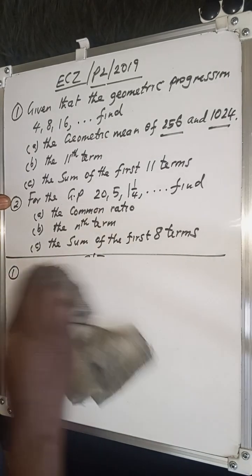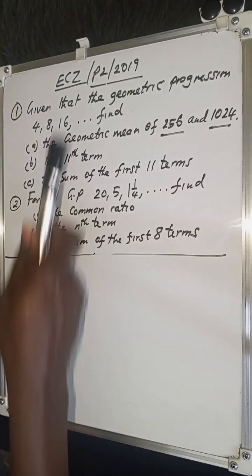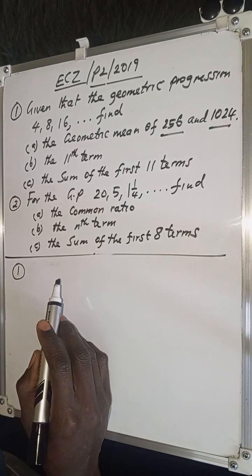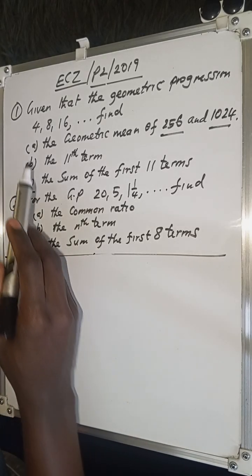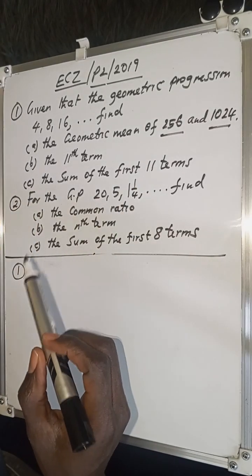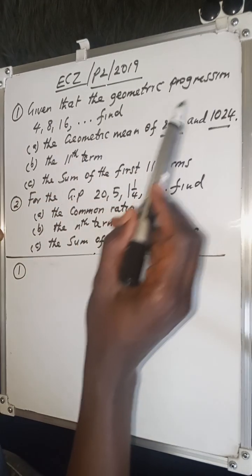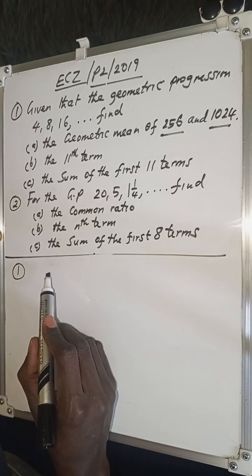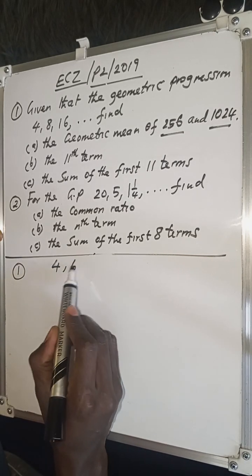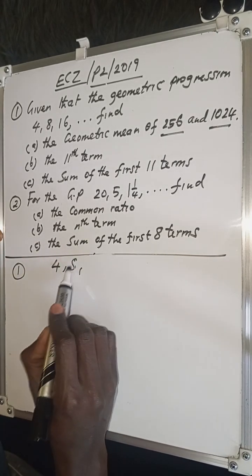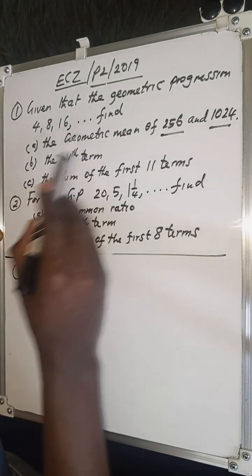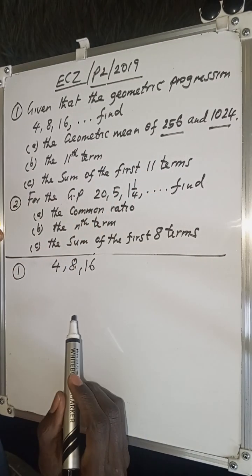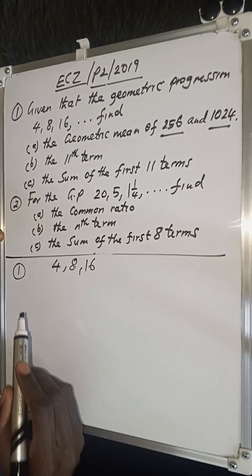So my video cut, so I want to restart question number one, looking at geometric progression, how you can find these particular questions in the exam. Given the geometric progression 4, 8 and 16, find the geometric mean of 256 and 1024.